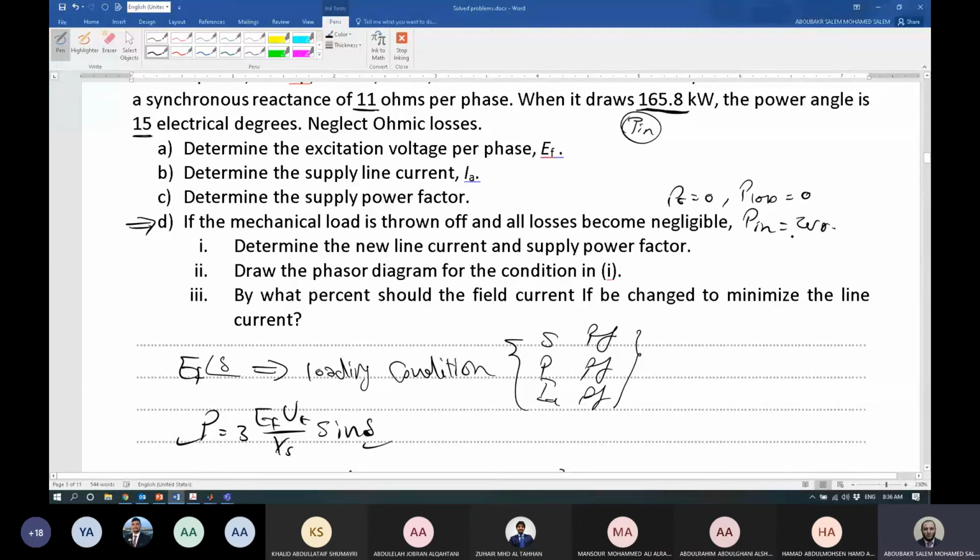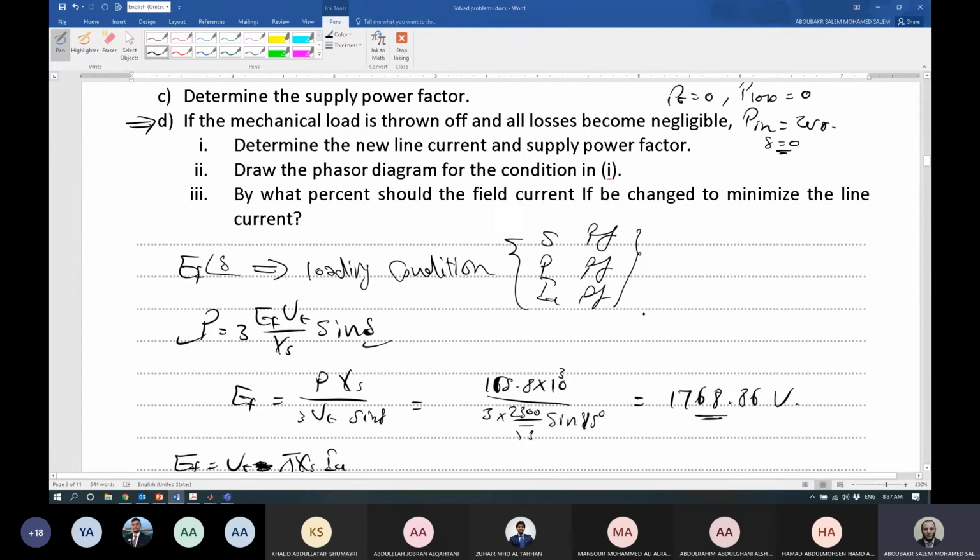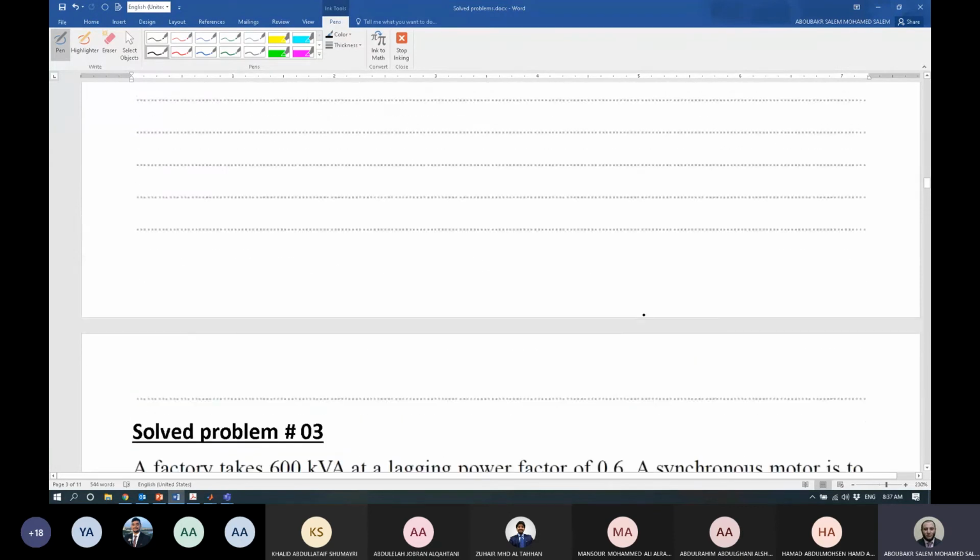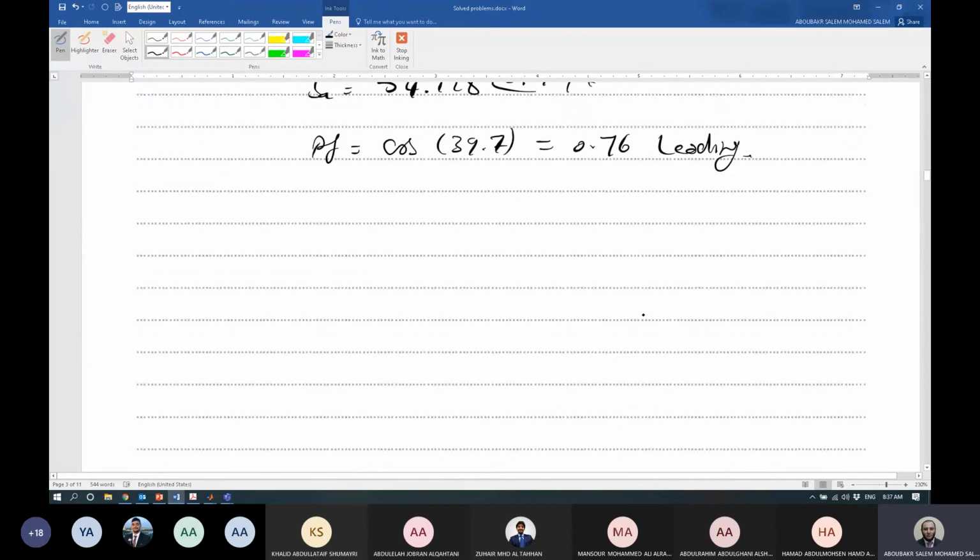So now P input equals 0. What is the value of delta, the power angle? It should be 0 as well. So delta here will be 0. In this case, we are required to determine the new line current and supply power factor. We can now calculate the current and power factor based on the relations.